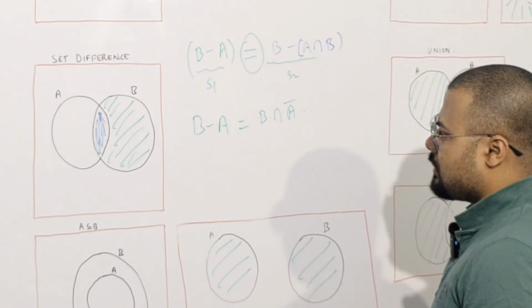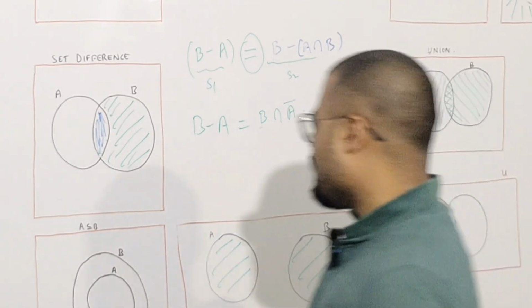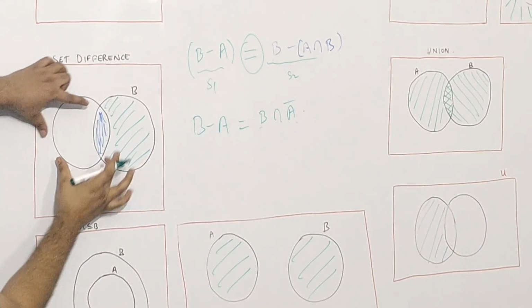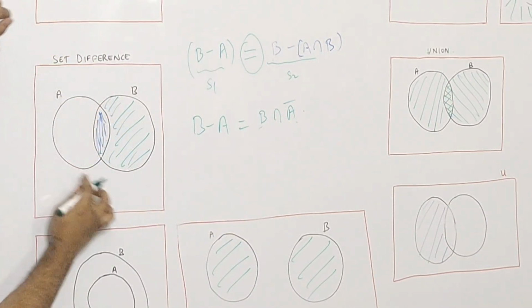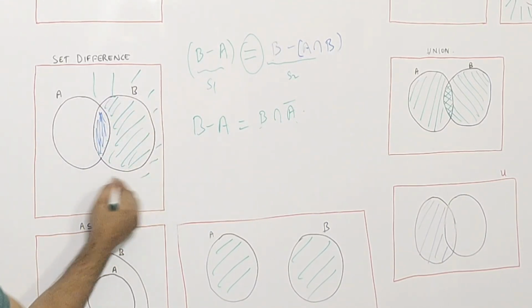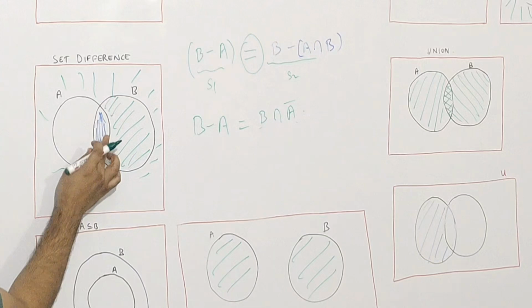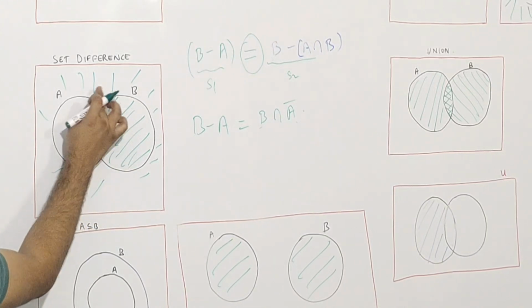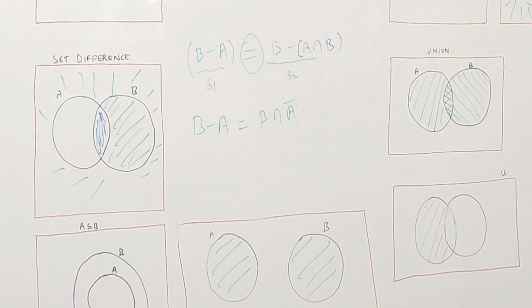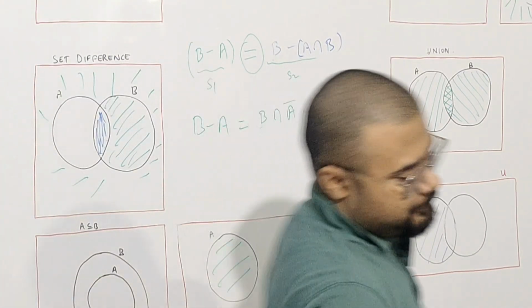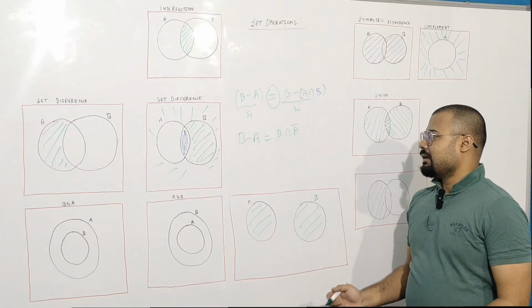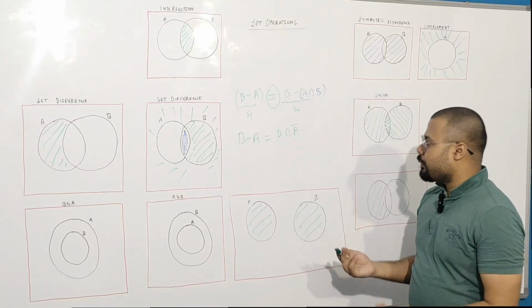B intersection A complement, because A complement means apart from A, so you will have everything apart from A, but A complement will not include this region. So the common elements is just this. So from the Venn diagram you can write these equations. Okay, and there's another way to prove.